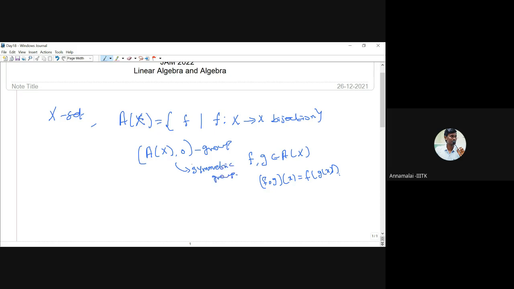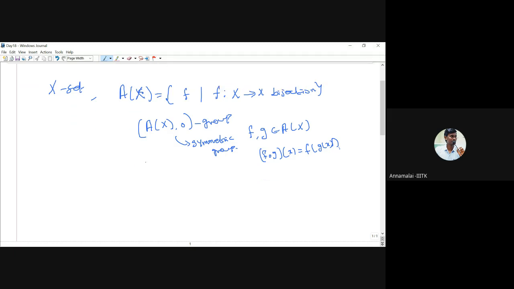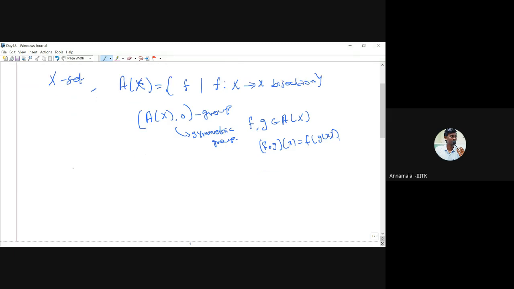If we take X to be a finite set, then we call it a permutation group. Otherwise, if X is any set, maybe an infinite set also, we can still define A of X for any set. If X is a finite set containing n elements, the cardinality of X is n, then this A of X is denoted by S suffix n, that is the permutation group. Same thing, but we use a different notation. S suffix n is a symmetric group, sometimes called the permutation group.